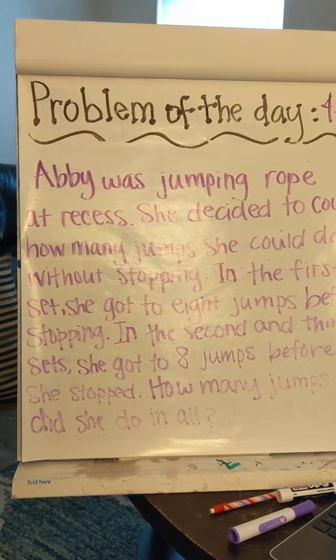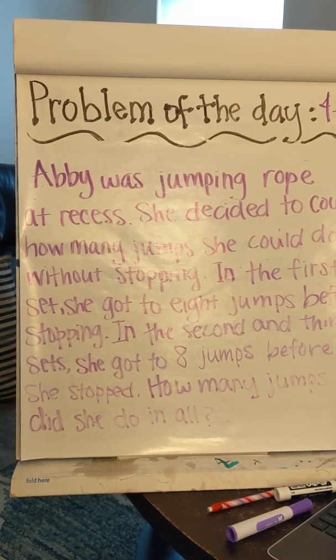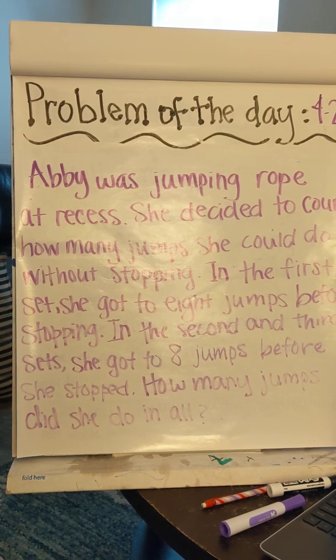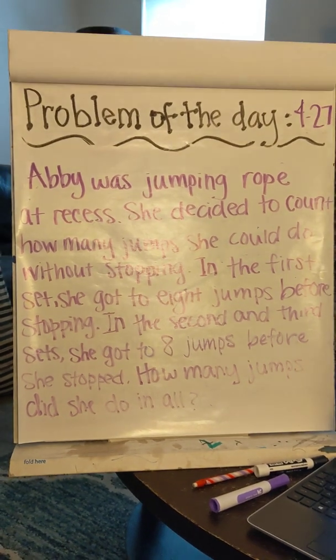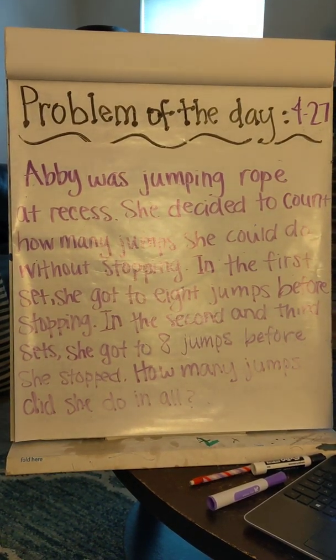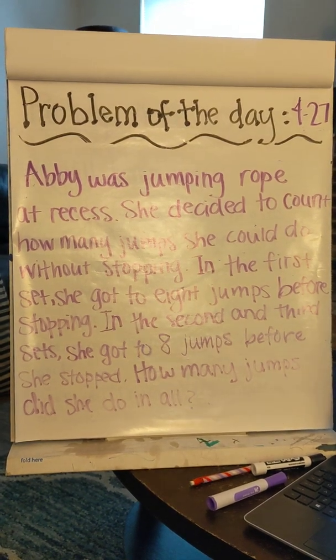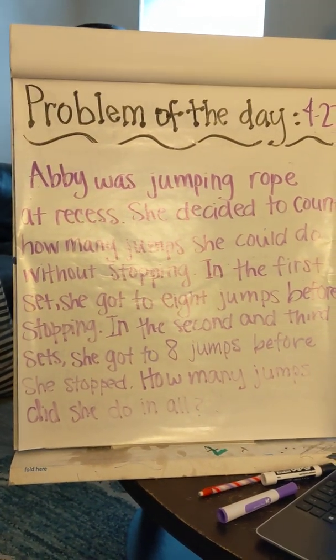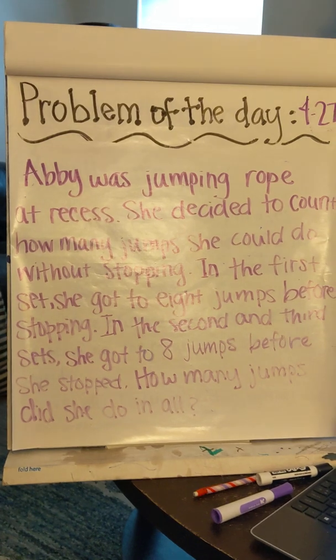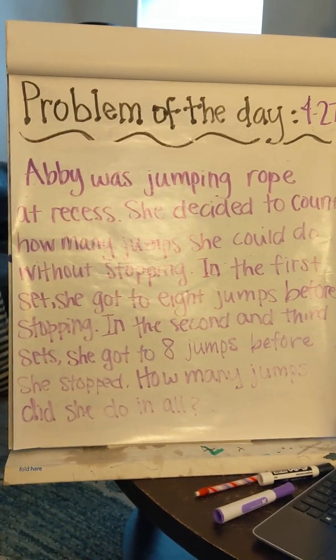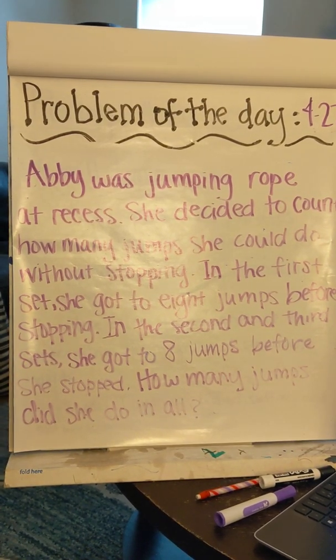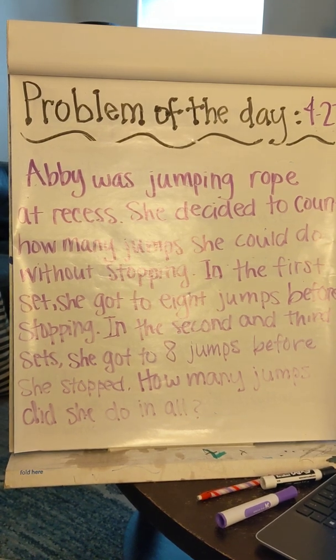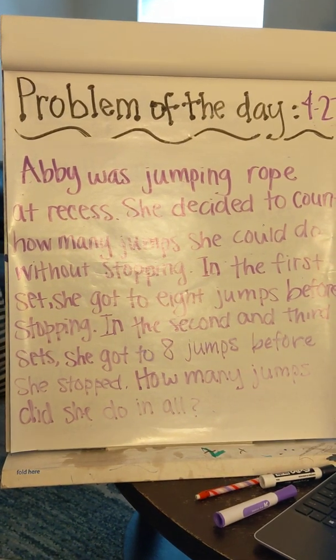Okay? Abby was jumping rope at recess. She decided she could count how many jumps she could do without stopping. In the first set, she got to 8 jumps before stopping. In the second and third sets, she got to 8 jumps before she stopped. How many jumps did she do in all?